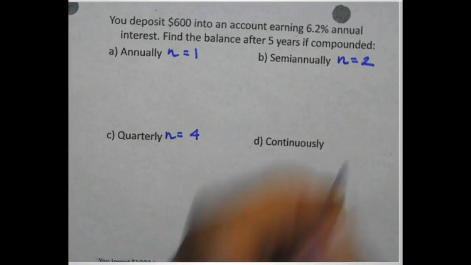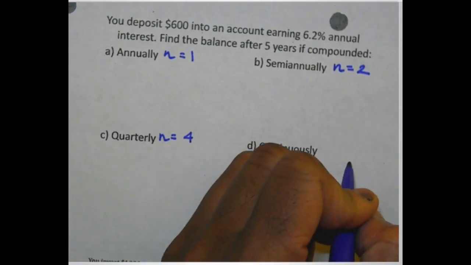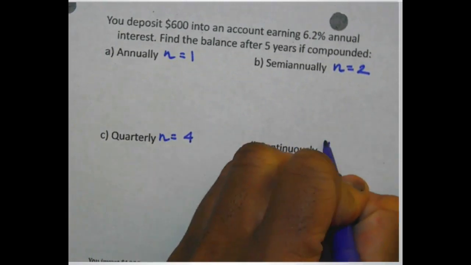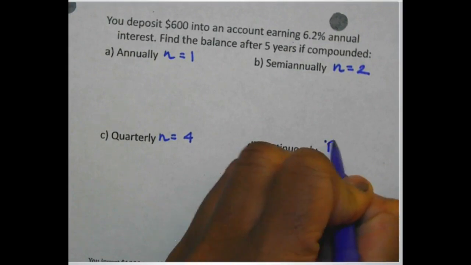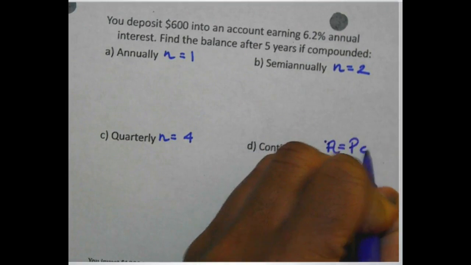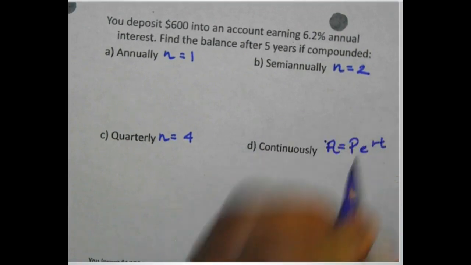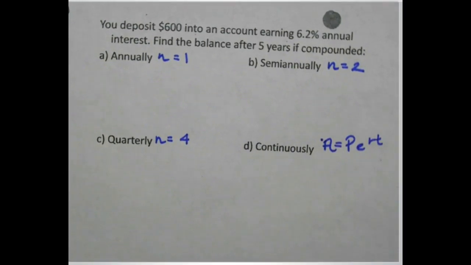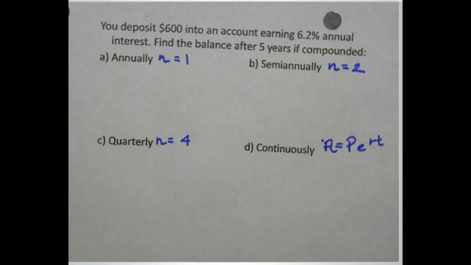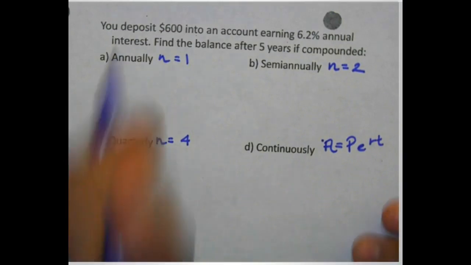And then compounded continuously is going to be PERT. That's what I want you to think about, PERT. So this is where A is equal to P times e to the RT. For these, everything else, unless you see the trigger word here, is continuously. Trigger word sounds negative. The key word here is continuously.